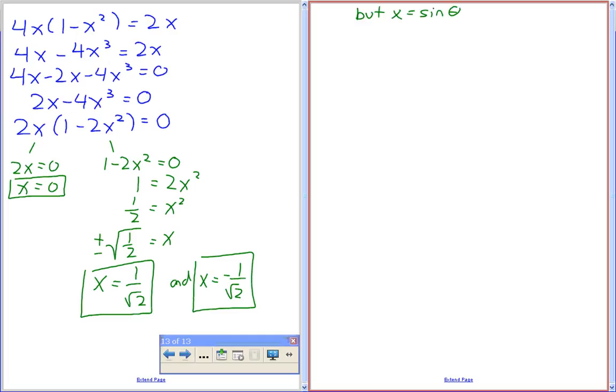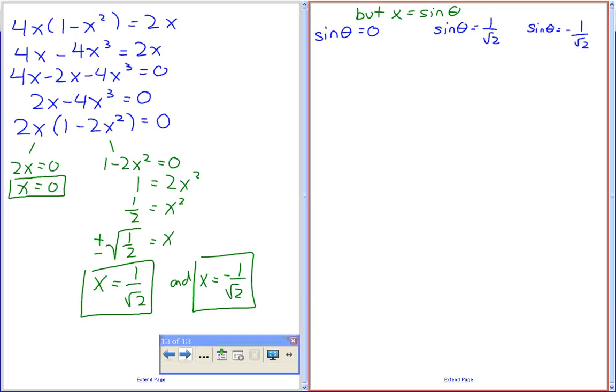So there's lots and lots of answers here. I'm going to start with sine theta equals 0. I'm going to have sine theta equals 1 over root 2. And I'm going to have sine theta equals negative 1 over root 2.